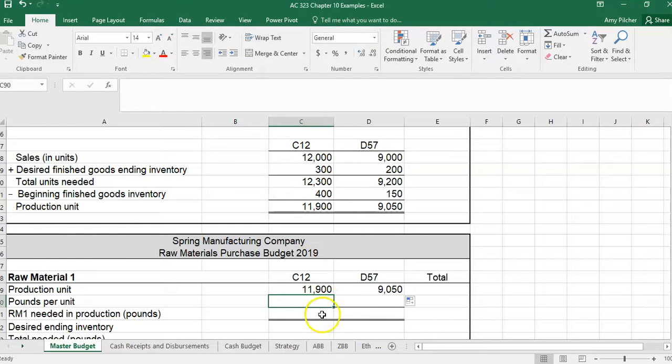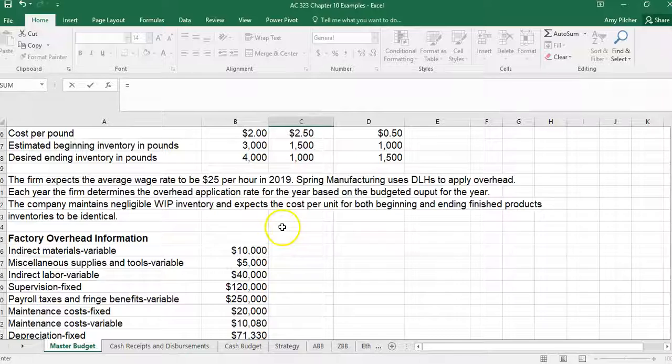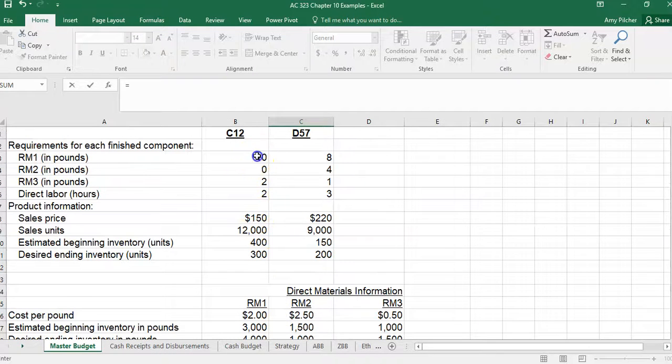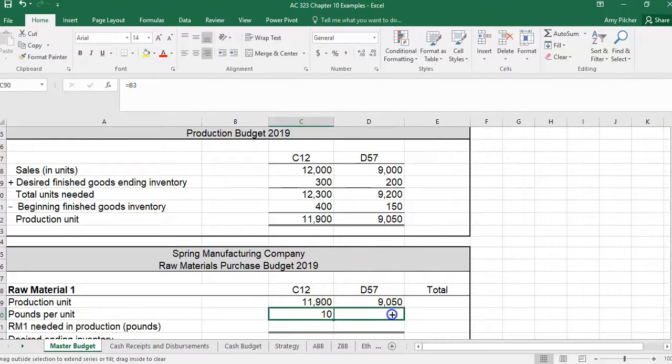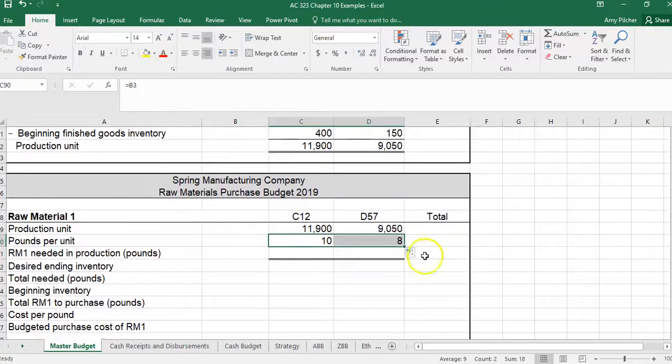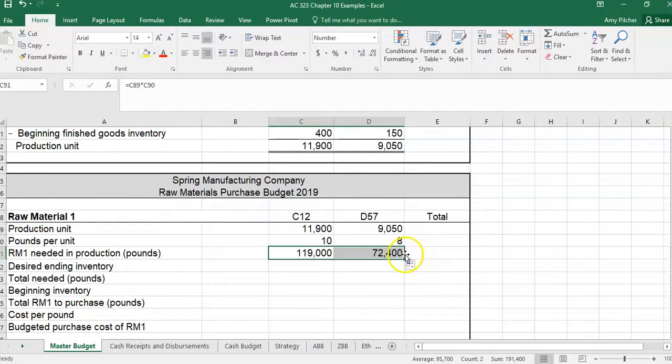So we have raw material 1. We need the number of pounds per unit for each C12 and D57. So the number of pounds per unit for C12 is 10, and for D57 is 8. We take our number of units times the pounds per unit to get how many pounds in total that we need.